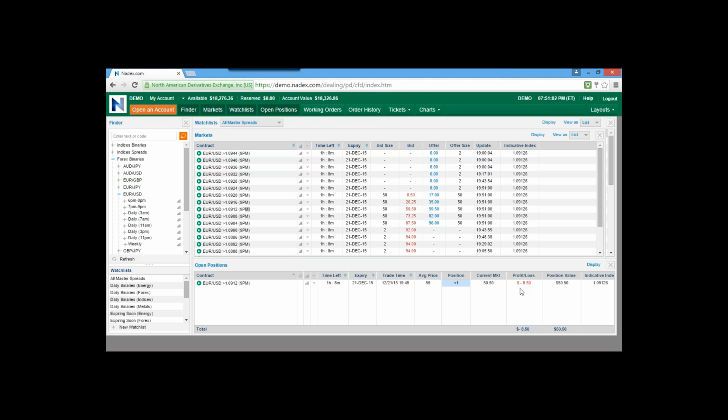All right, does that make sense? They're the same thing. If you see them change there, it's the same thing. Current market and position value, same thing. Okay, does that make sense? So that's how you know what you can get out for.